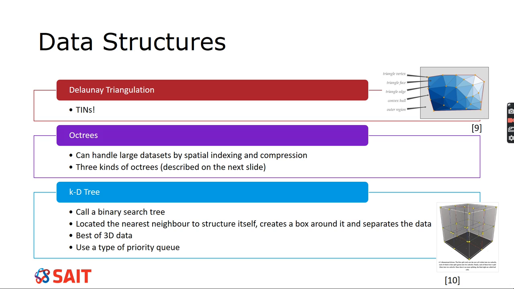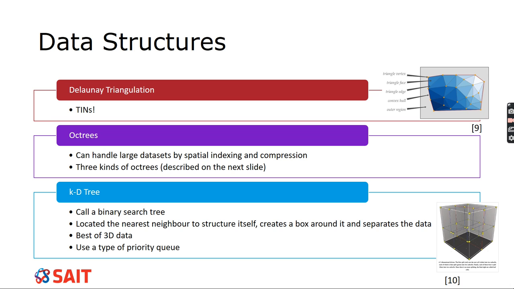There are 3 different kinds of octrees, and I'll get to those in a bit, but that's really the idea. It says, okay, I'm going to group these together and compress them into one spot, and then keep a small database on the side saying that there are these extra points within that one spot. The KD tree is really for 3D data.